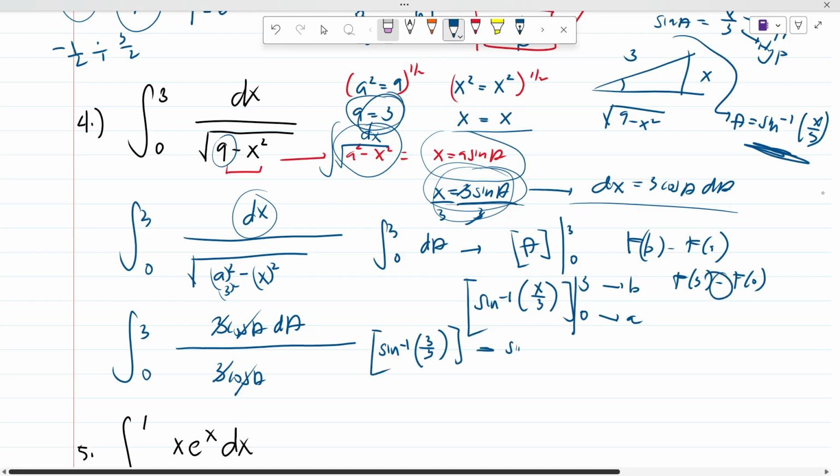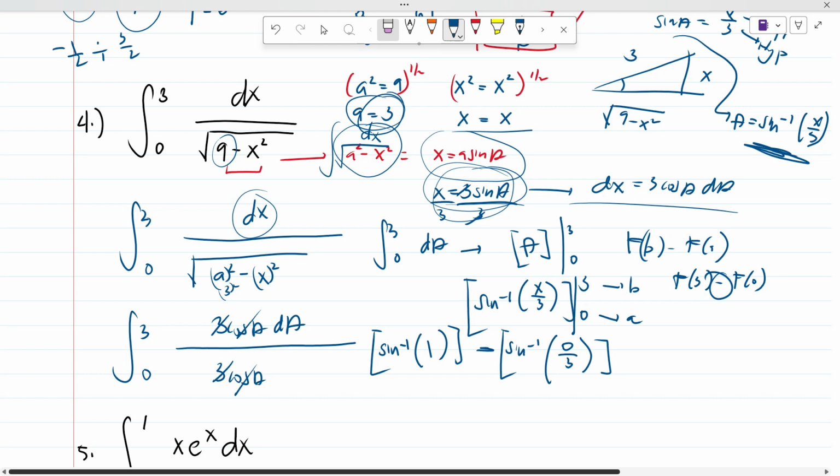Arc sine pala. Then, yung x natin gawin natin 0 and 3. So, this will be equals to 1. Sine inverse of 3 all over 3 is equals to 1, di ba, guys? So, integrate natin yan, guys.